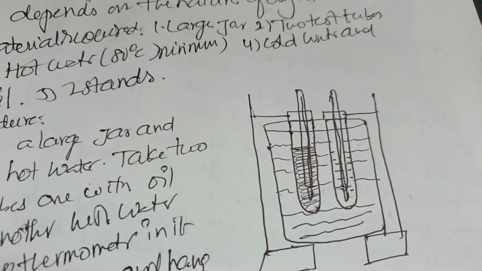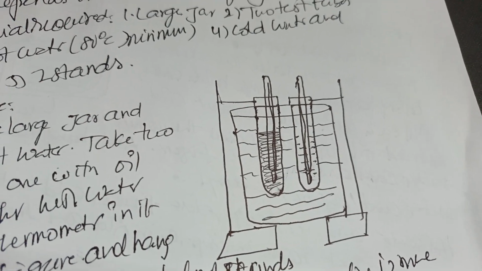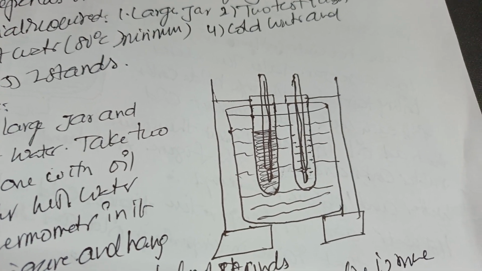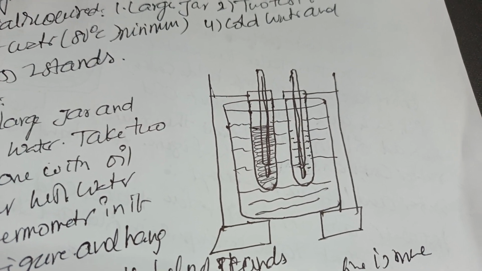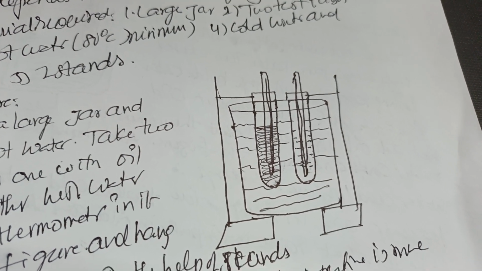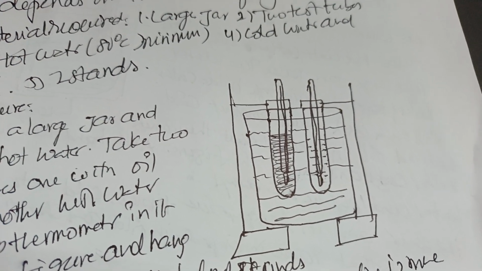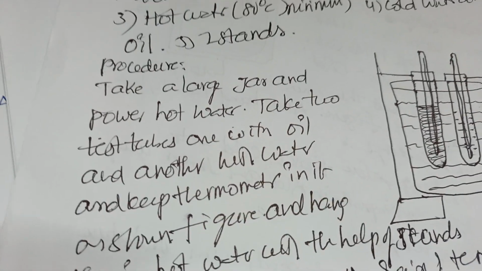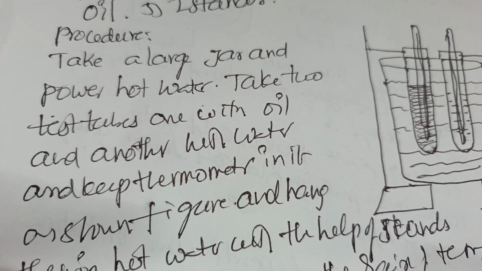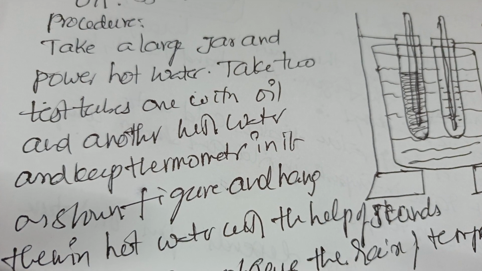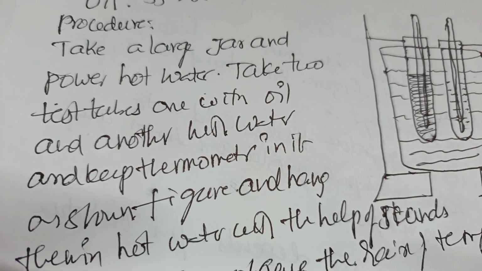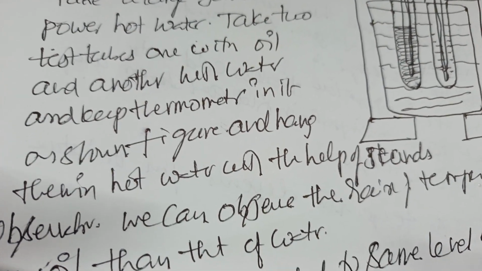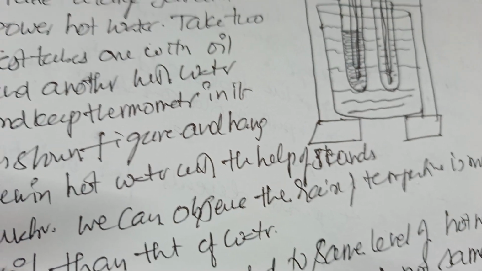Procedure: before that, observe the diagram. Two test tubes are submerged in the hot water. One test tube is filled with the oil and another is filled with the water. Thermometers are immersed in the oil and water as well, and they are fixed to the stands. Take a large jar and pour hot water. Take two test tubes, one with the oil and another with the water, and keep thermometers in them as shown in the figure, and hang them in the hot water with the help of stands.